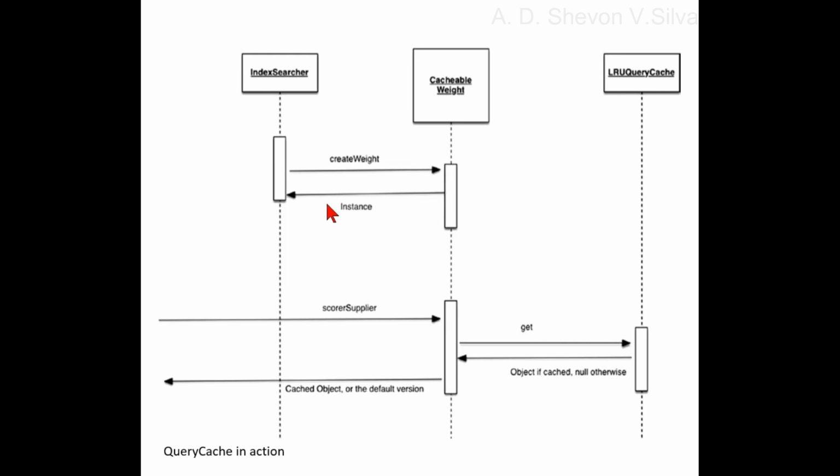When the scoring starts, the cacheable Weight instance checks whether the query is present in the cache. If it is present, the cached version is retrieved and returned. Otherwise, a cache load is done and the corresponding instance is returned.